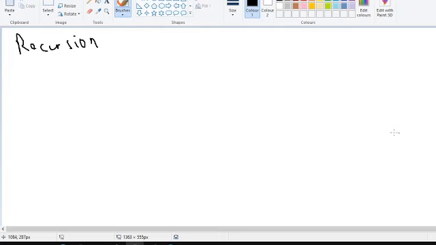Right, recursion. This is something I'm going to try and teach myself as well as teach you lot at the same time. So this will probably be best because I'm trying to figure it out at the same time as you lot are. So first of all, what actually is it?